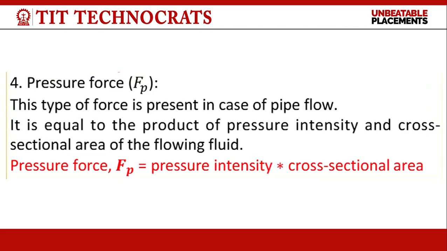Fourth one is the pressure force. This type of force is present in case of pipe flow. It is equal to the product of the pressure intensity and cross-sectional area of the flowing fluid. So Fp is equal to pressure intensity multiplied by cross-sectional area.